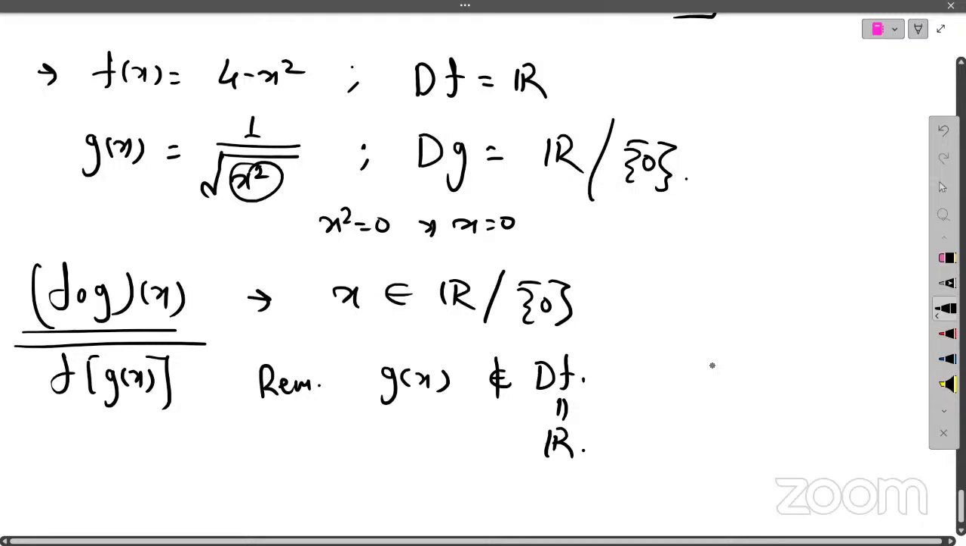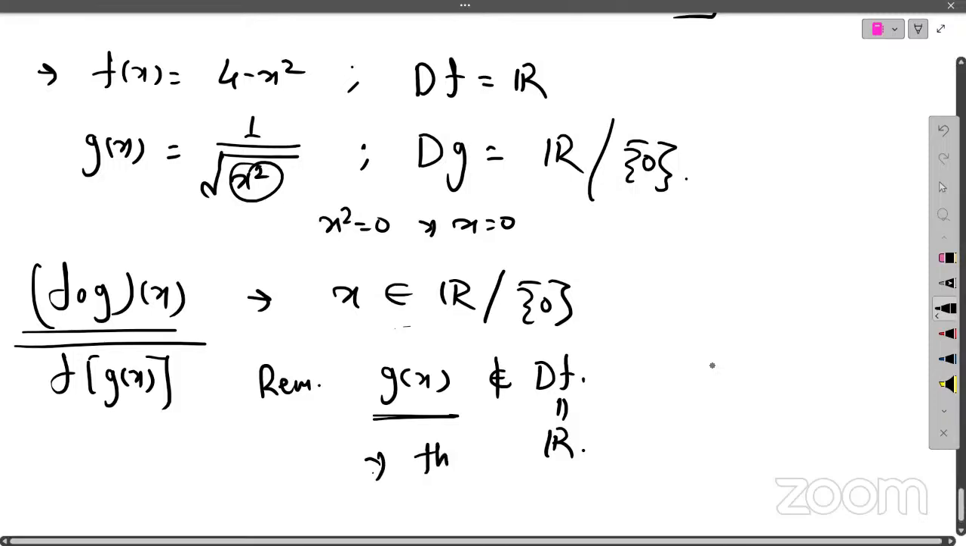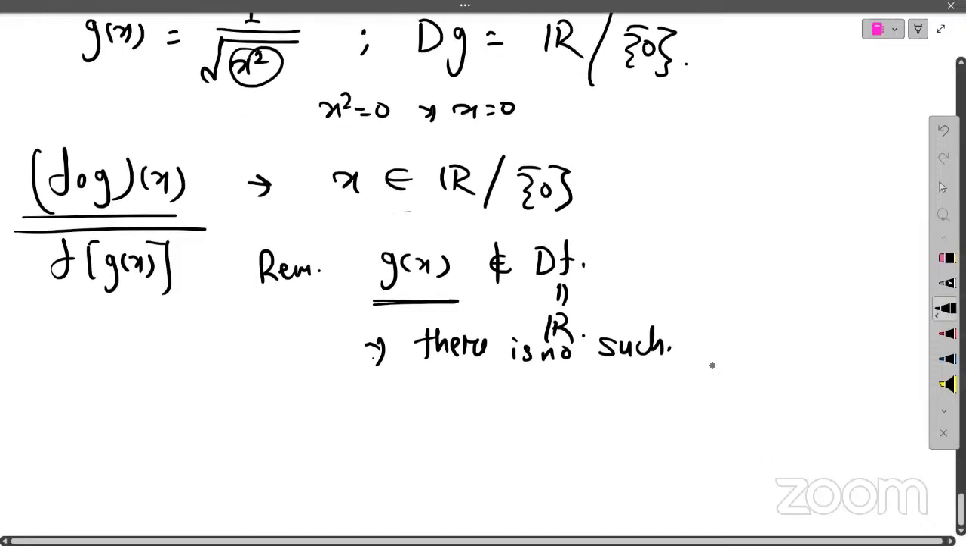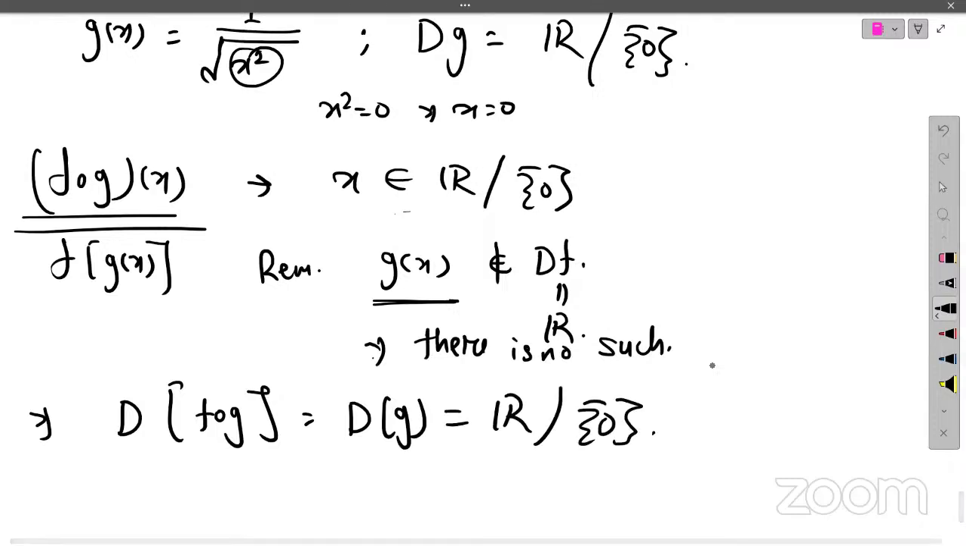So there is no point for which g of x is not a real number, because whatever input you take, g of x will become a real number. So there is no such x, which means we don't have to remove anything from the domain of g. So in this case, the domain of f composite g will simply be the domain of g, which is the real numbers minus 0. Okay, is that clear?